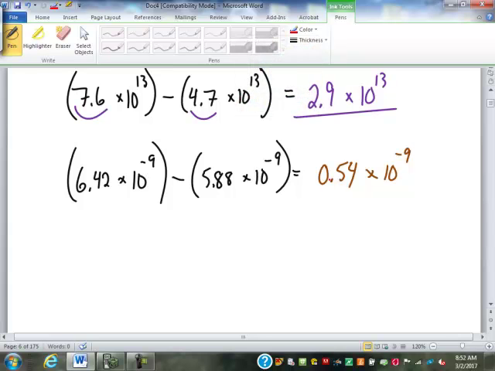Yeah, there isn't a digit in front of the decimal point. There's only a 0. We can't have a 0. So we've got to move it over to make this 5.4. This time the number got larger by 1 place value, so the power of 10 has to get smaller. What's negative 9 minus 1? Negative 10. So 5.4 times 10 to the negative 10.